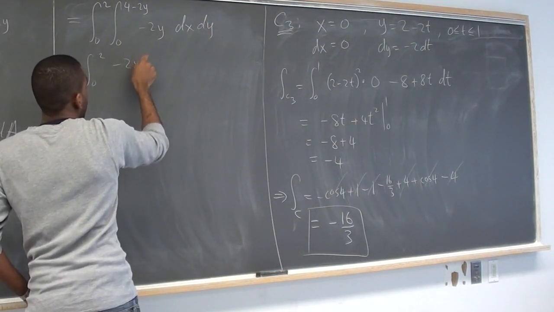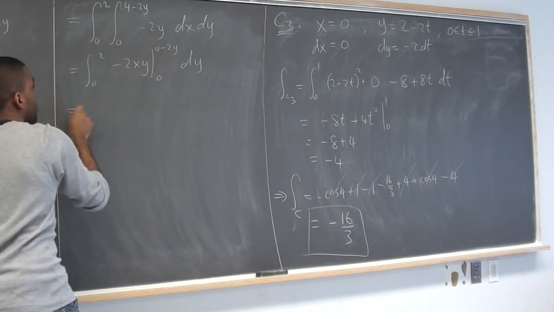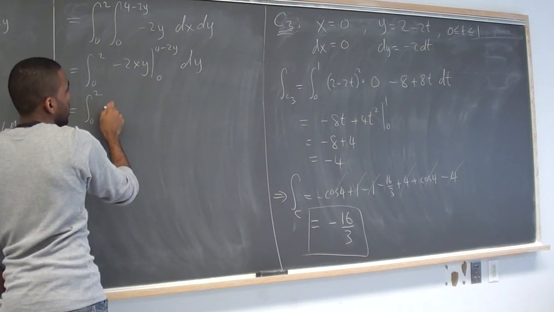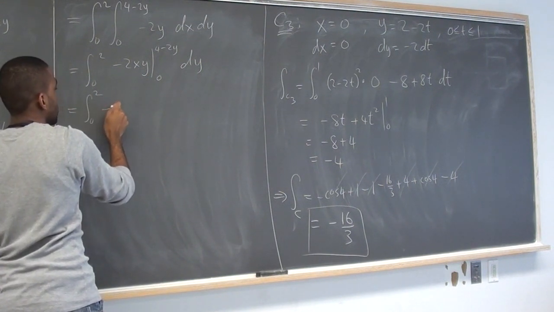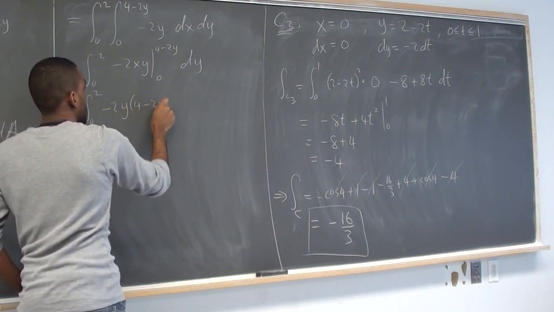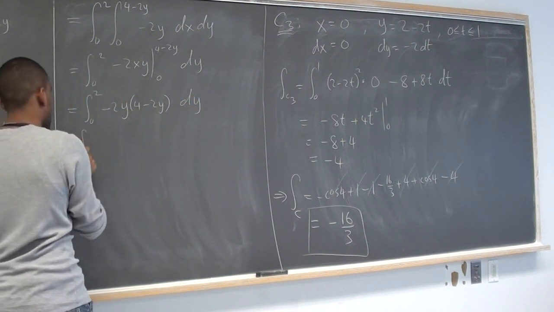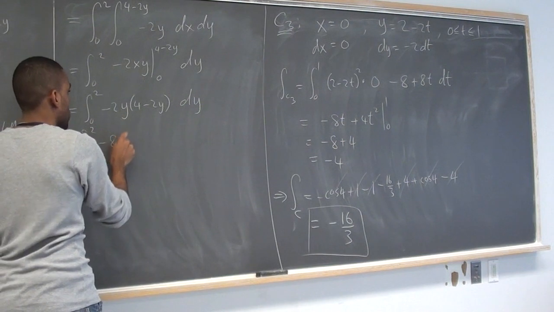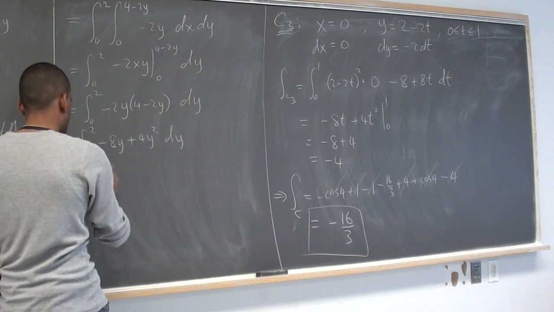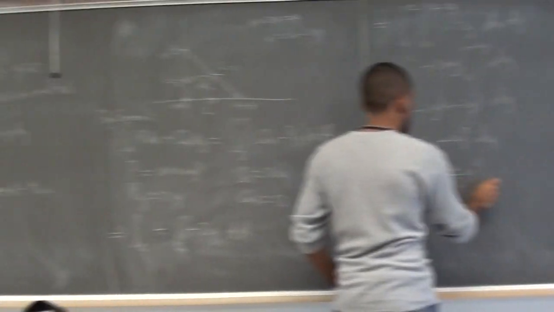So this would be minus 2xy between 0 and 4 minus 2y. Plug in this for x, I would get minus 0, that's gone, so it's just dy. This will be minus 8y plus y squared minus 4y squared plus 4 over 3 y cubed.